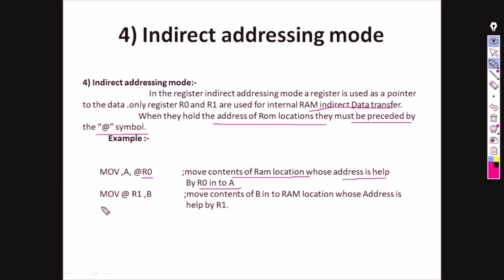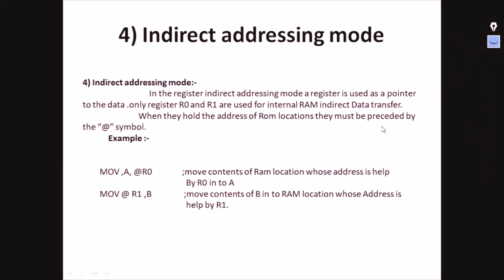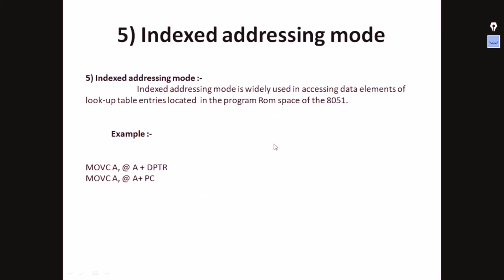Next, MOV @R1, B: move the content of B to the RAM location addressed by the R1 register. So this is the indirect addressing mode. Now the next addressing mode is the index addressing mode.